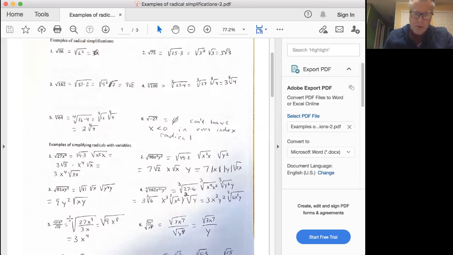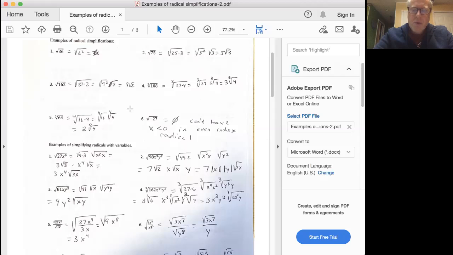Let me get my cursor here. There it is. This little number right here, that's the index. So in this case, it's a 3. That represents a cube root. So that would be saying, what do you have to cube to get 108? Well, there's no number that you can raise to the third power and get 108.